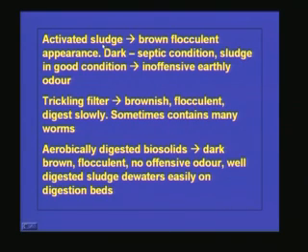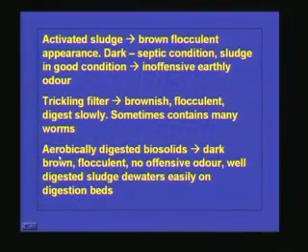Compared to activated sludge, the trickling filter sludge digests slowly, and sometimes this sludge contains many worms. The reason is that it is exposed to flies, and the flies lay eggs on the trickling filter. So definitely many worms and larvae will be present in this sludge.